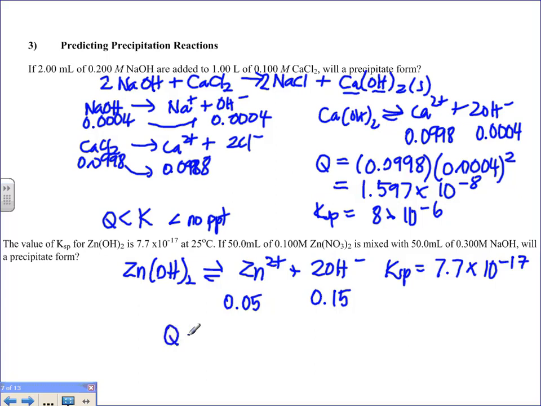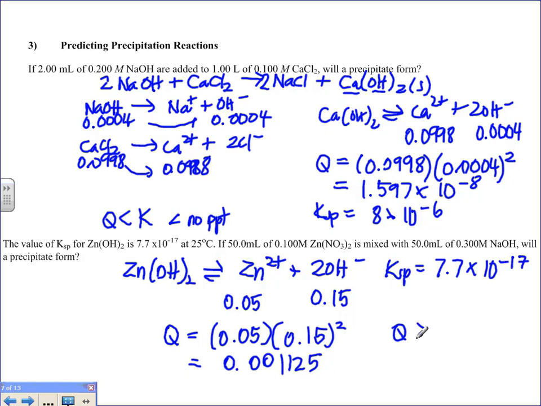So when you look at what the Q is, it's 0.05 times 0.15 squared, and that's equal to 0.001125. In this case, since the Q is larger than the Ksp, a precipitate will form. You've put more ions in the solution than the water that you have present can actually accommodate or dissolve. So it's above a saturated solution, and we see a precipitate forming.